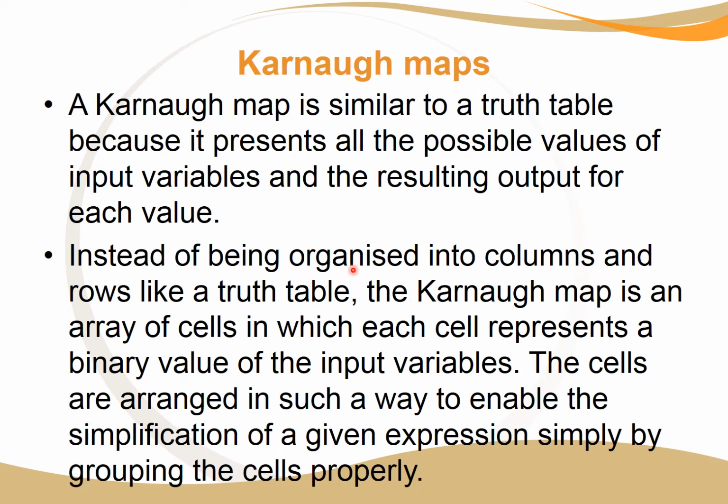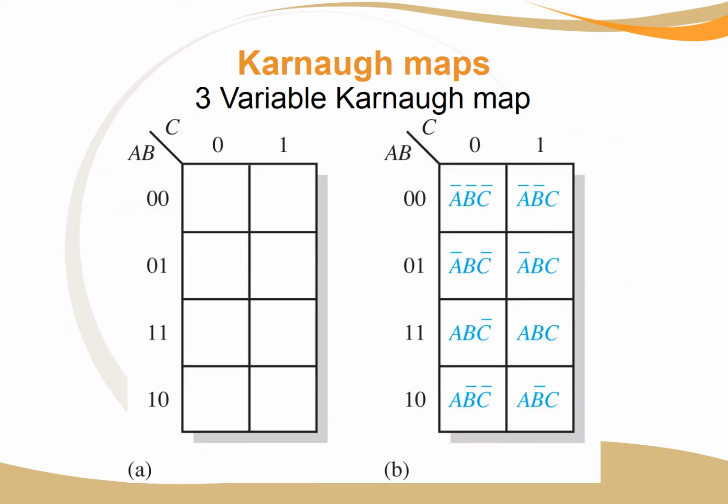Where truth tables are in columns, Karnaugh maps are an array of cells in which each cell represents a binary value of the input variables. These cells are arranged in such a way to enable the simplification of a given expression simply by grouping the cells properly. So we want the simplification aspect of this, as already in Karnaugh maps.